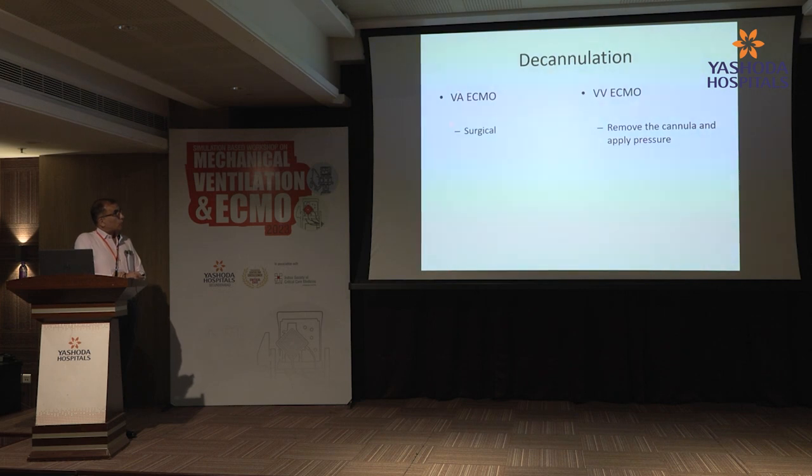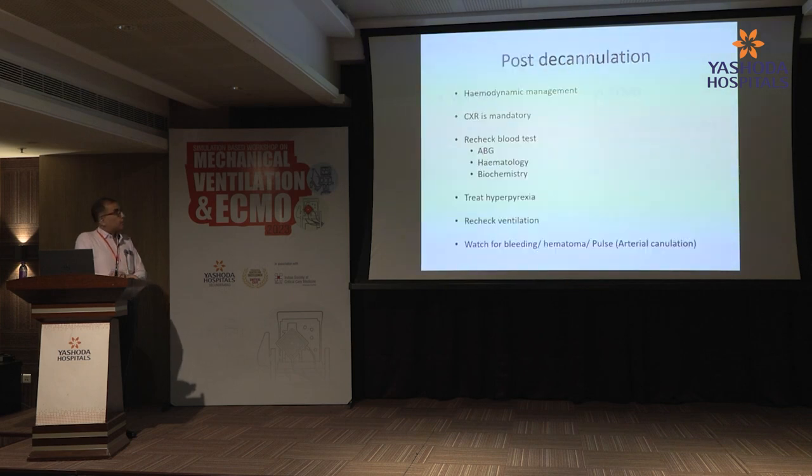Decannulation for VA ECMO, the surgical one is always preferred, because even if you have placed a percutaneous cannula, whenever you are removing it, there will not be any healing. So it's better to repair this artery, because otherwise there will be more complications, such as formation of pseudoaneurysm, or sometimes we have seen bleeding in our initial cases. We have seen a pop-up and massive bleeding from the rupture of the pseudoaneurysm. VV ECMO, no issues. You can just place a transfixation suture, or even simple pressure for 30 minutes is more than enough for this patient. Always check and then place a dressing over this.